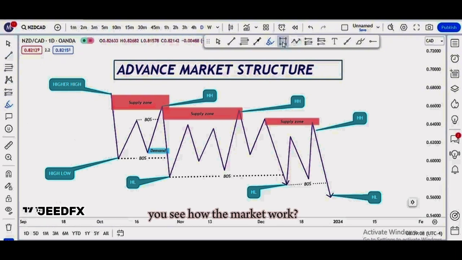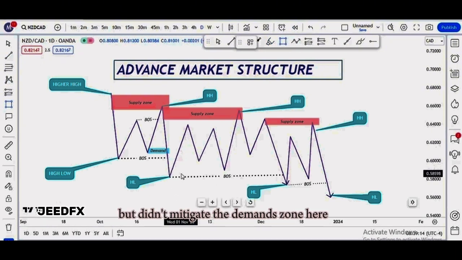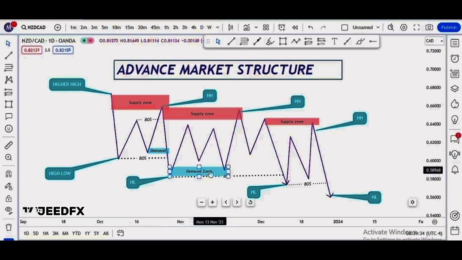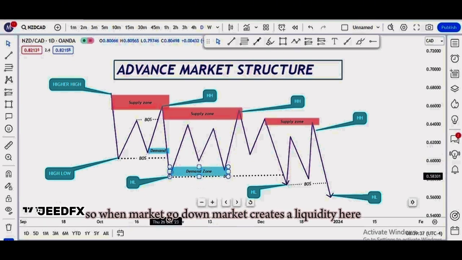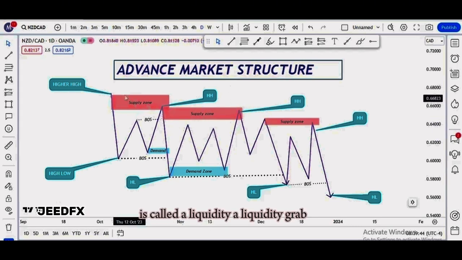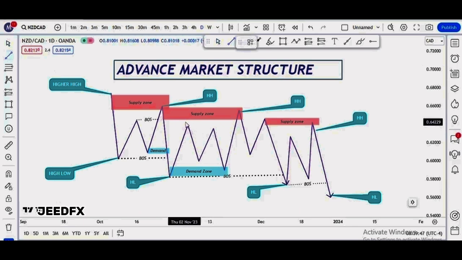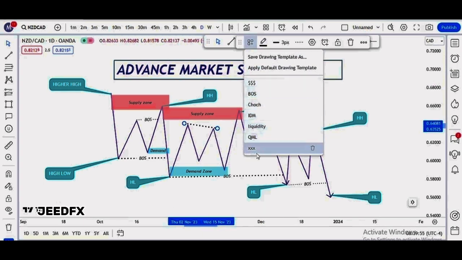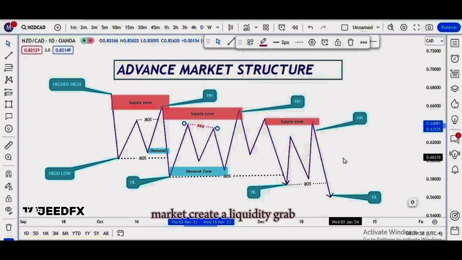You see how the market worked. Market actually reversed from here, but didn't mitigate the demand zone here. But this is where the reversal happened. And internal demand zone is here. So when market goes down, market creates a liquidity here. It's called a liquidity graph. That is what market does. Market creates a liquidity in the market. That is called the liquidity. Market creates a liquidity graph.